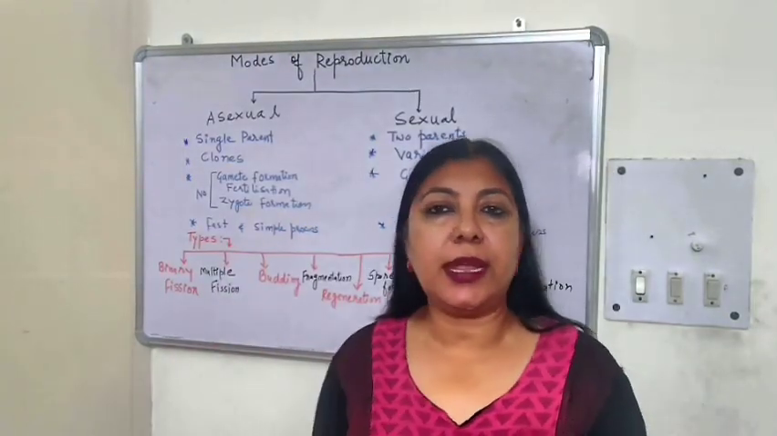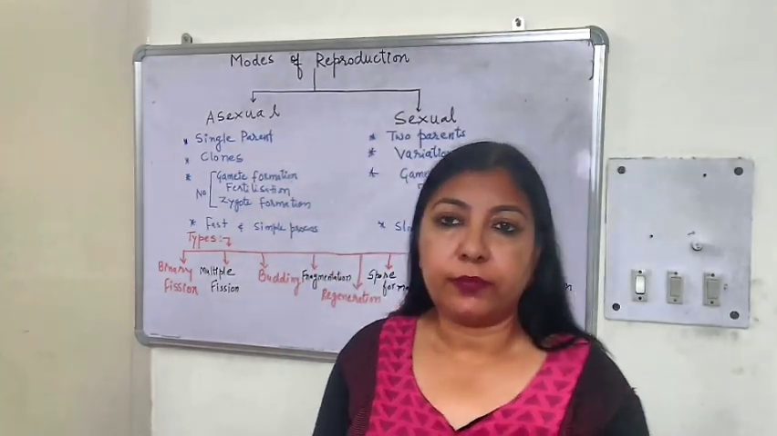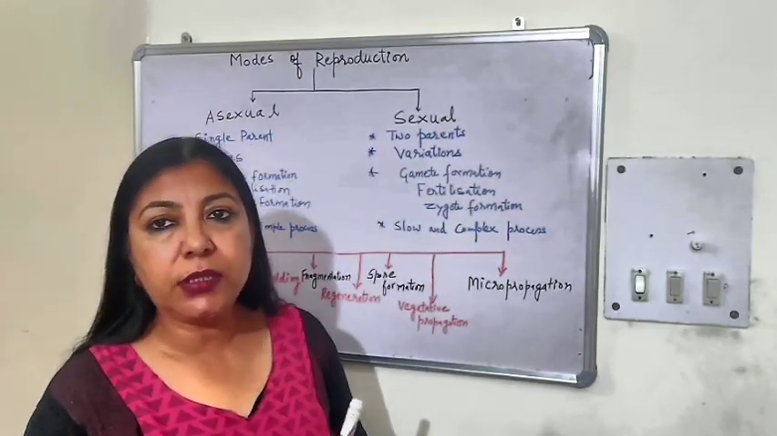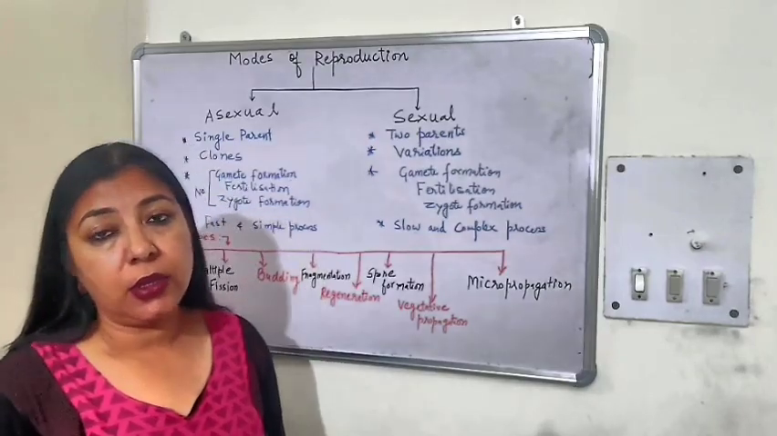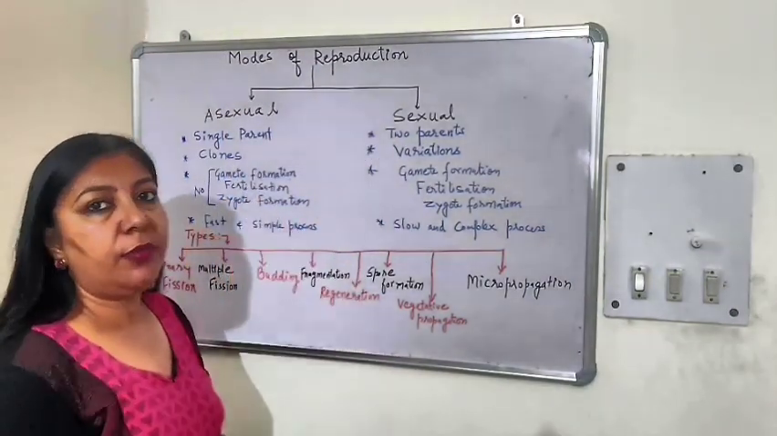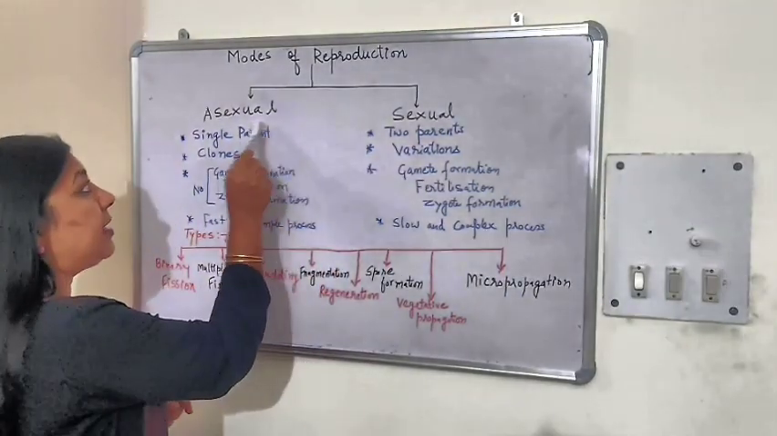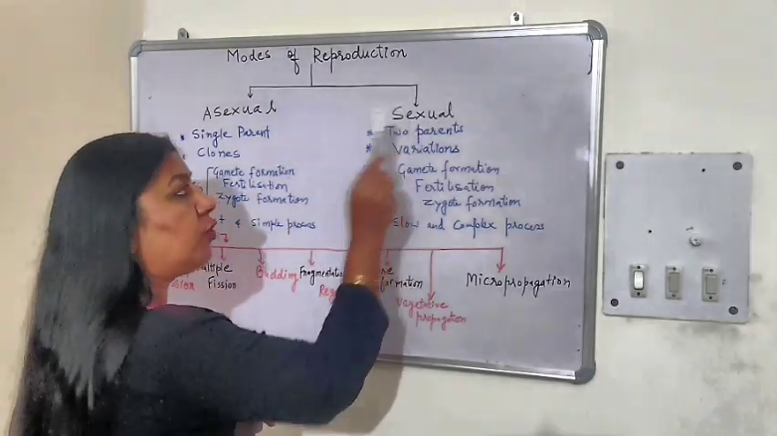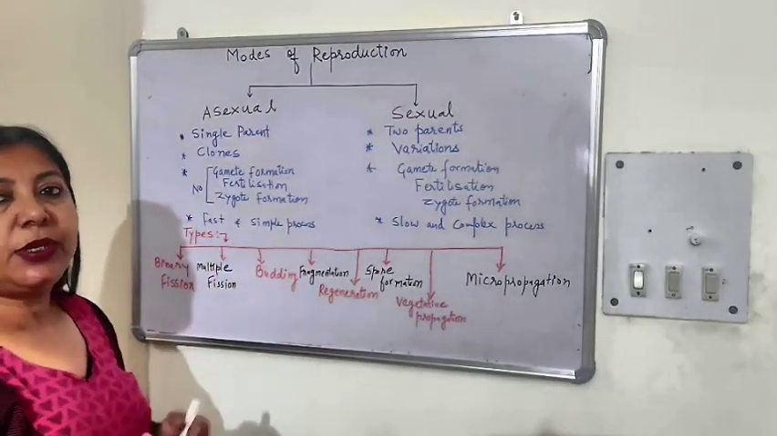Now let's move to the next topic, that is modes of reproduction. What are the different methods by which organisms they produce new organisms of their own kind? So we can categorize all of these reproduction methods into two main categories. First is asexual mode of reproduction and second is sexual mode of reproduction. So let us find out the difference between them.